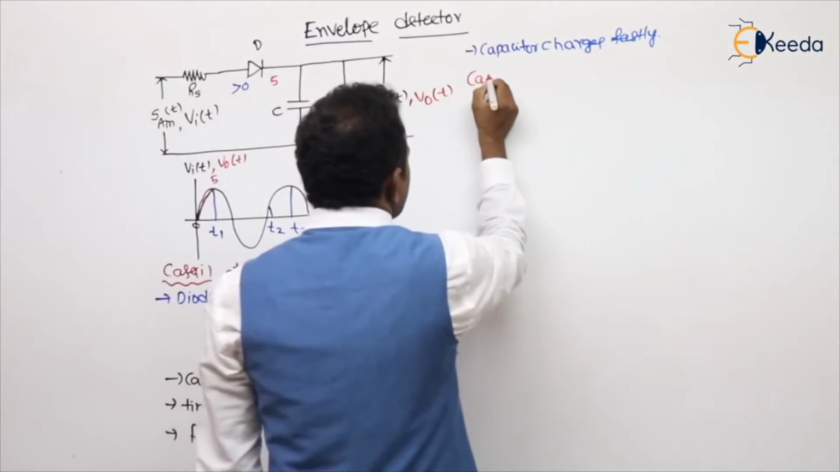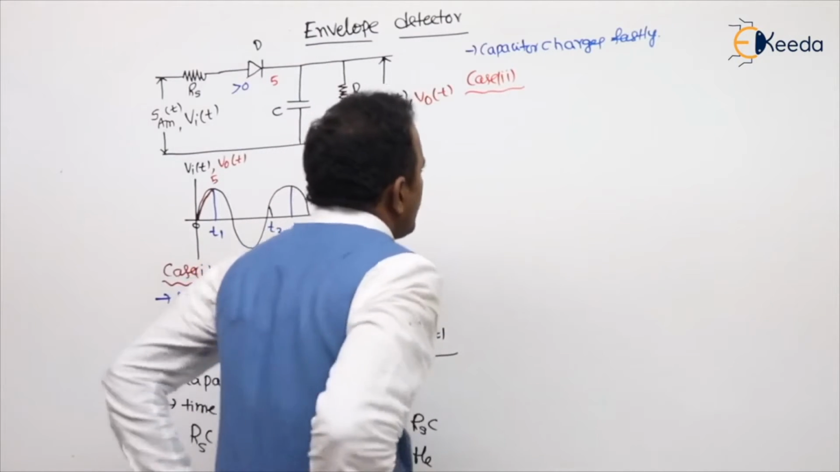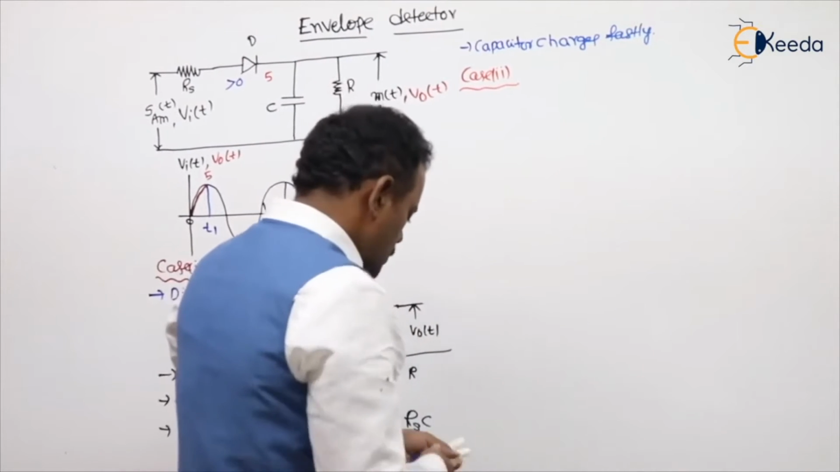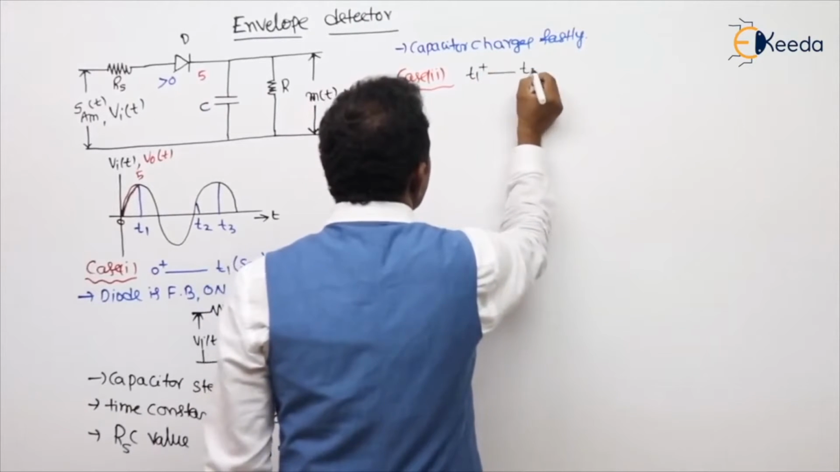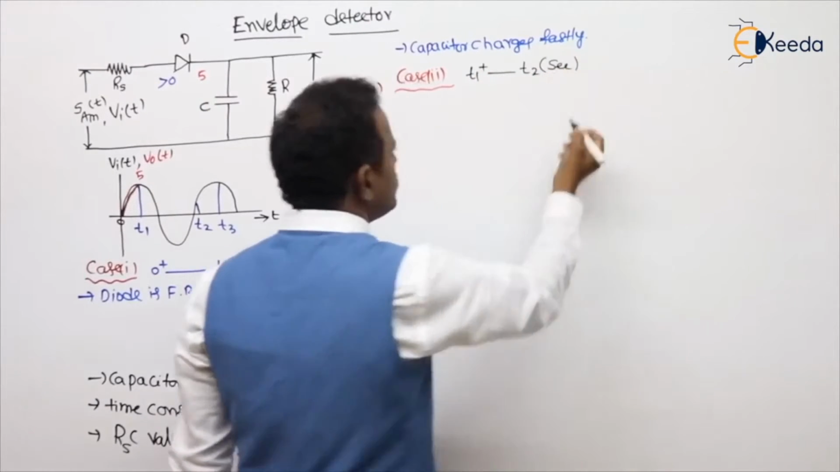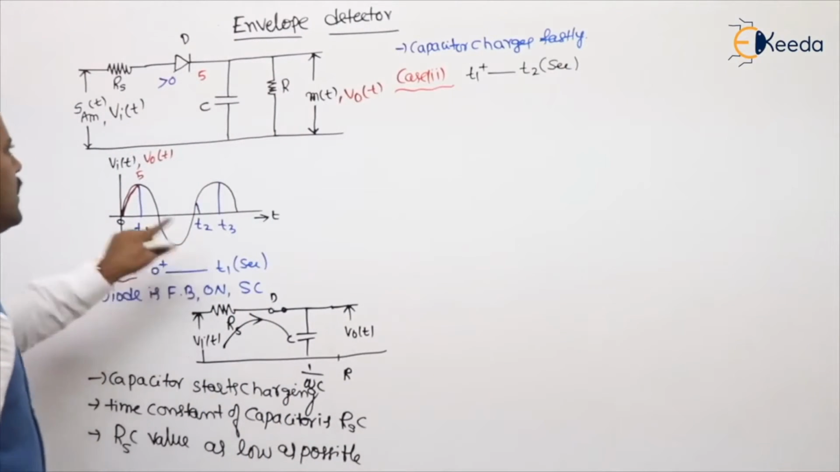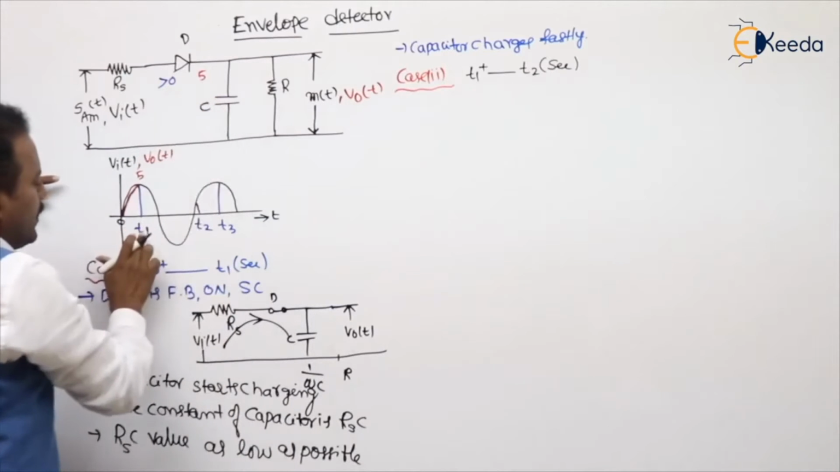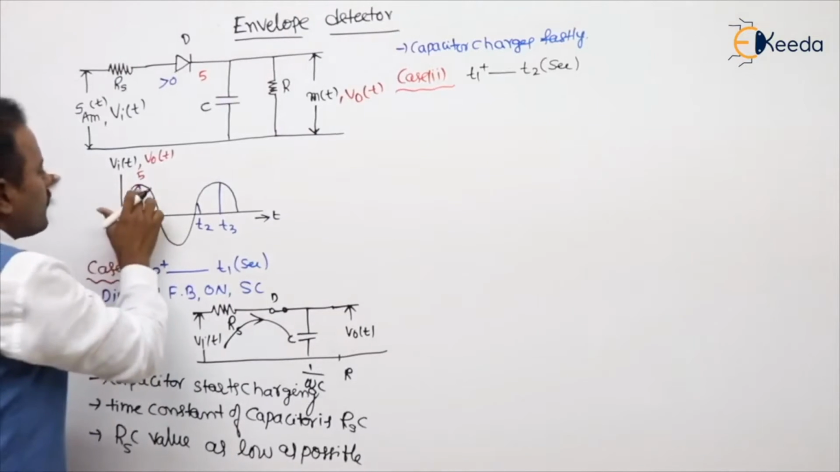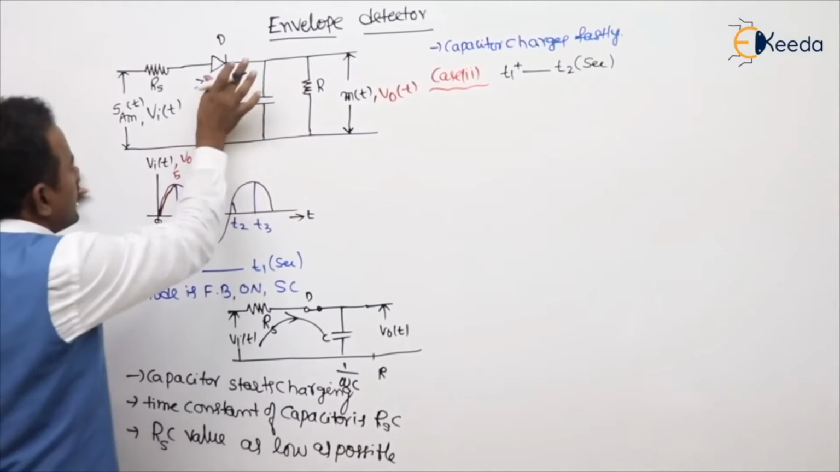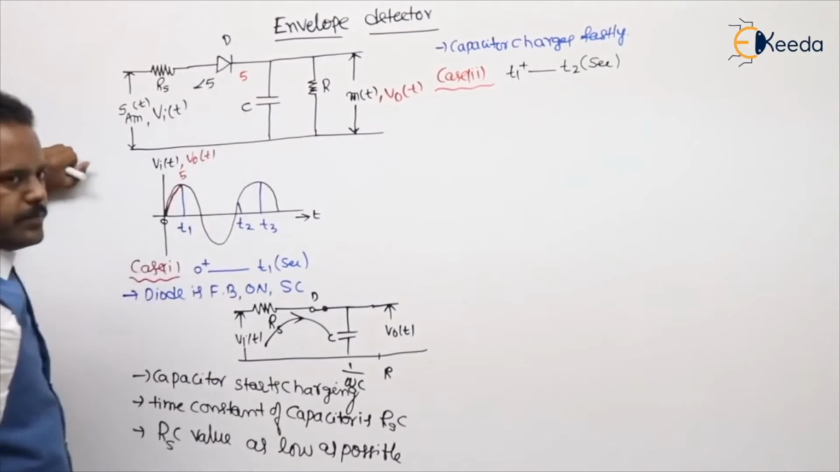so let's take the second situation, that is case 2. In case 2, I am analyzing from t1 plus to t2 seconds. Are you following my point or not? So from here to here we are analyzing. Now the capacitor is at 5 volt. Immediately after t1, the input is decreasing because the output follows the input. Input decreasing means the positive terminal of the diode is less than 5 volt.